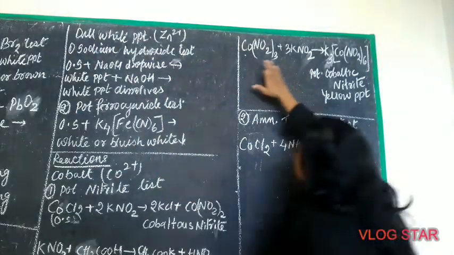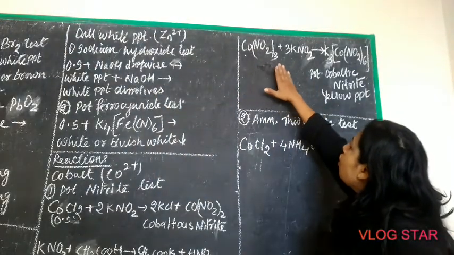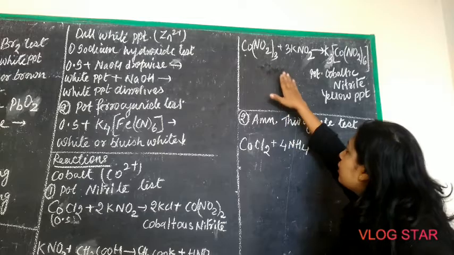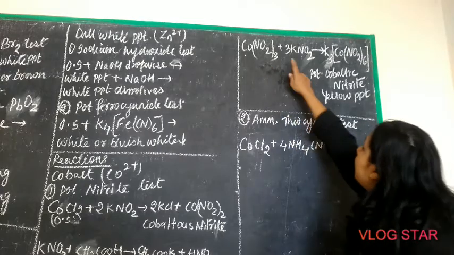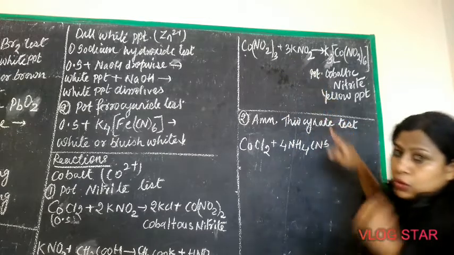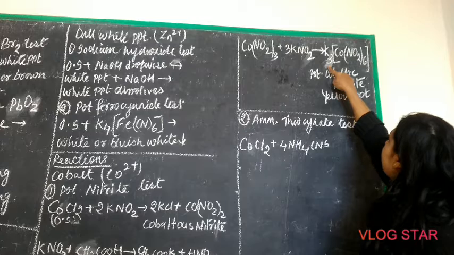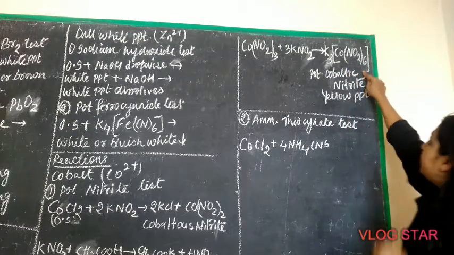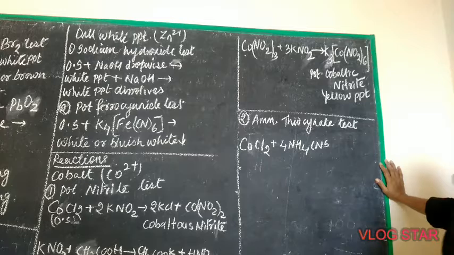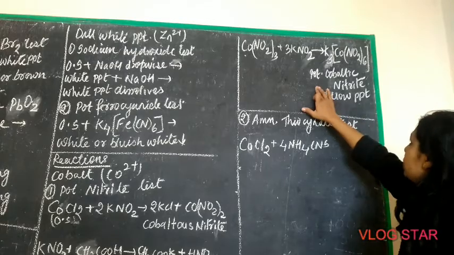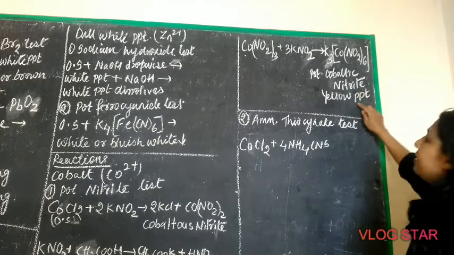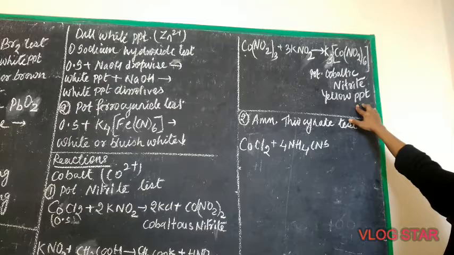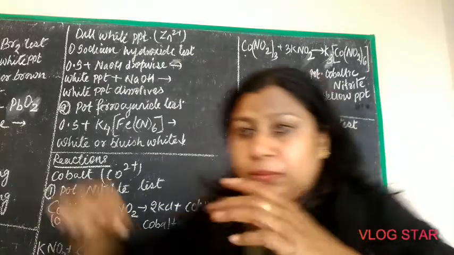Then this Co(NO2)3, that is cobaltic nitrite, plus 3KNO2 gives K3[Co(NO2)6]. Children, this is a coordination compound. Sorry, this is potassium cobaltic nitrite, which gives yellow PPT.